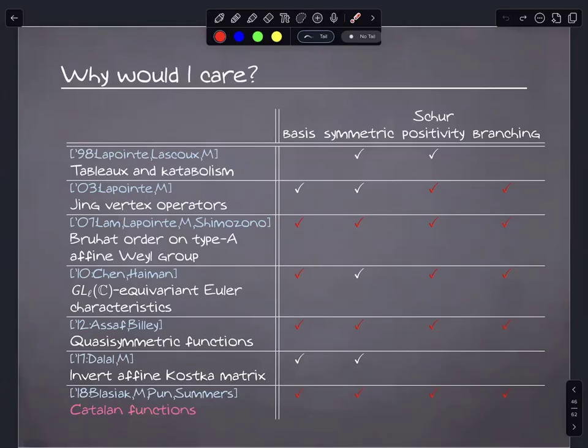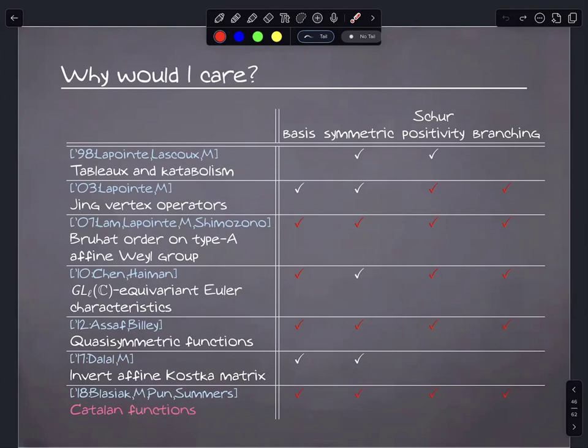I started working with Jonah. He's the one that made me aware of Chen Haiman's work, and Anna Pun and Dan Summers. And we came up with a new definition of K-sure functions in terms of Catalan functions. And amazingly, that definition enabled us to prove that all the other definitions were the same, except for the very first one. That's still open, but I wouldn't go near it with a 10-foot pole.